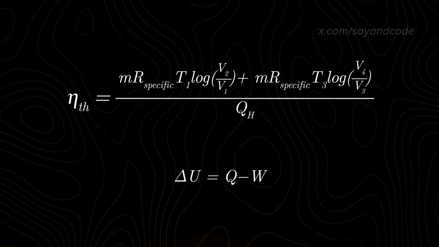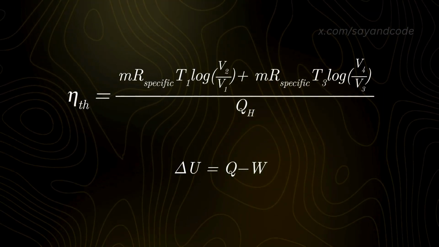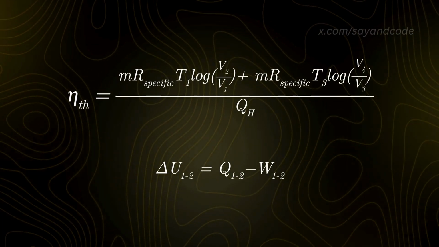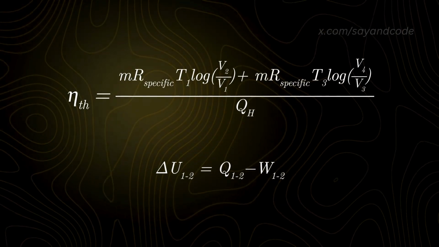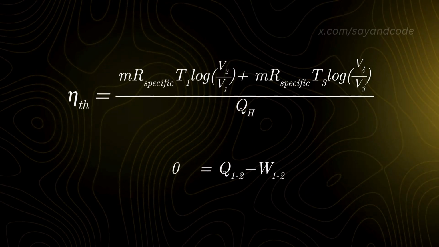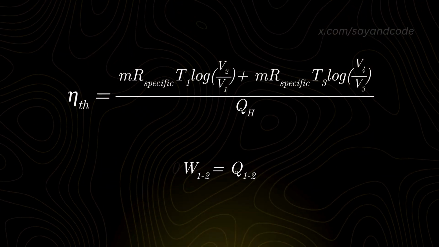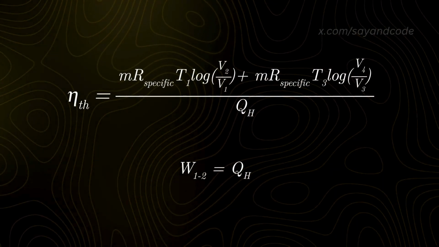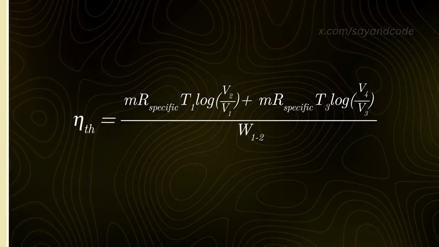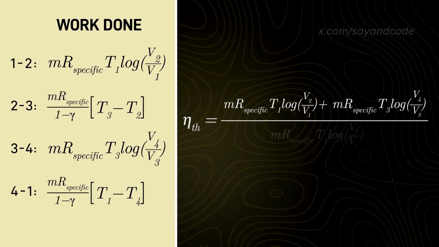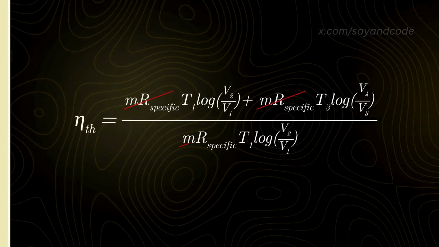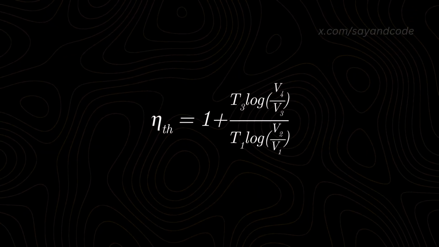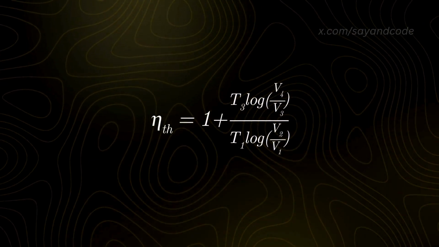But from the first law, delta U is equal to Q minus W for process 1 to 2. Since process 1 to 2 is isothermal, there is no temperature change, and hence the internal energy also does not change. So the heat transfer in process 1 to 2, which is same as QH, is equal to the work done from 1 to 2. Substituting this, and using the value of W12 that we derived earlier, we can cancel out all the MR specific terms, giving us 1 plus T3 log V4 by V3, by T1 log V2 by V1.